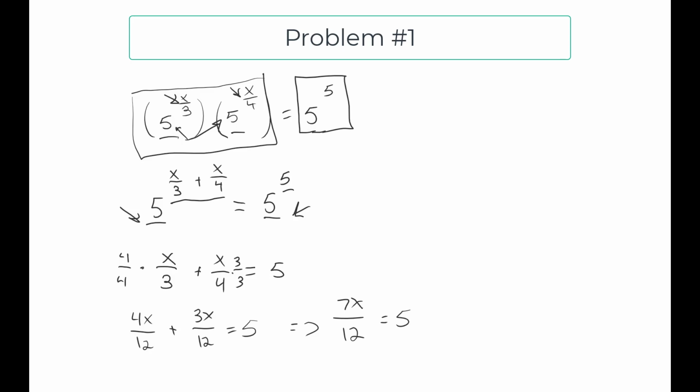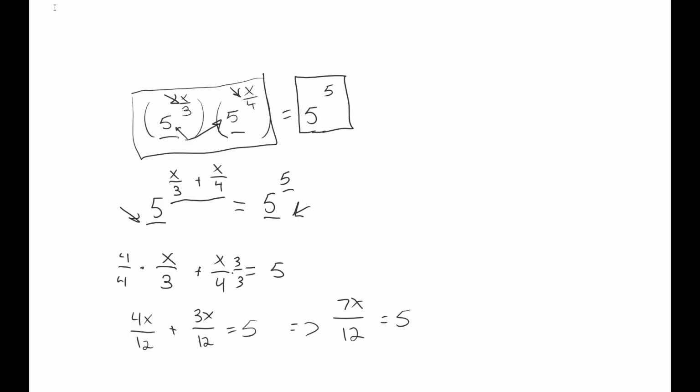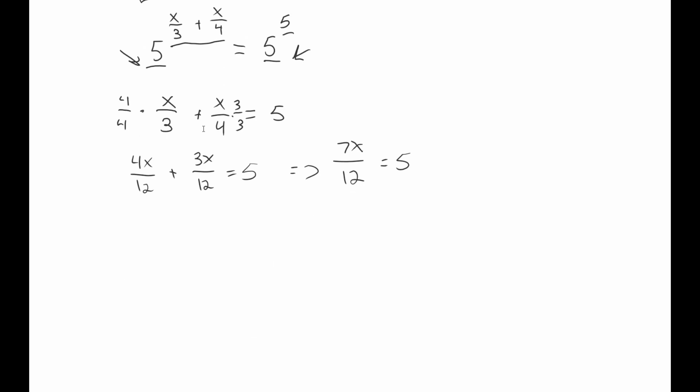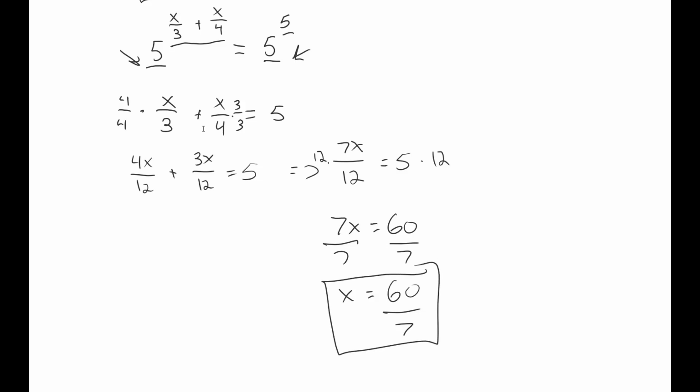And now we're just solving for x, so that's multiplying by the reciprocal, or multiplying by 12 first, which will give me 7x is equal to 60. That's just multiplying both sides of the equation by 12. And then dividing both sides by 7 to isolate our x completely. And that gives me x is equal to 60 divided by 7. And that is the solution that we are looking for.